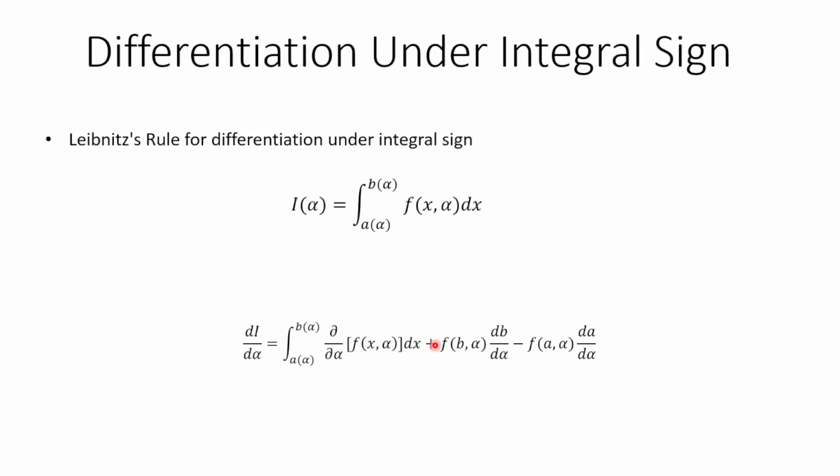Plus f of b comma alpha, where your integrand is f of x comma alpha, and here we are writing f of b comma alpha db by d alpha. That means d by d alpha of b, which is the upper limit, minus f of lower limit comma alpha dA by d alpha, the derivative of lower limit a. This is Leibniz rule for differentiation under integral sign.